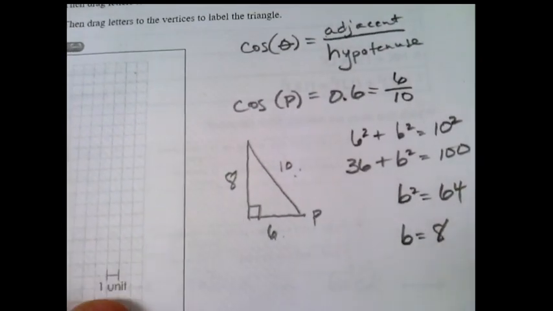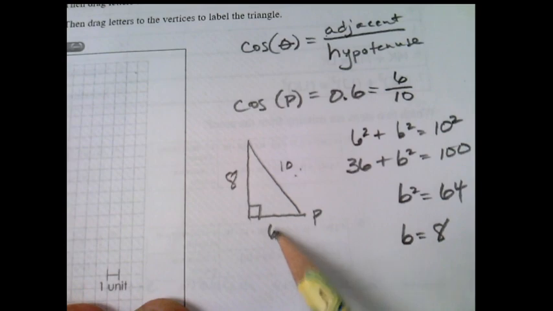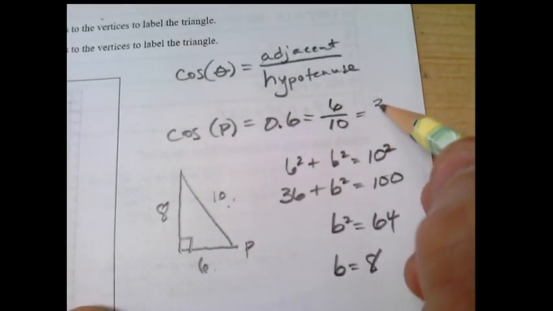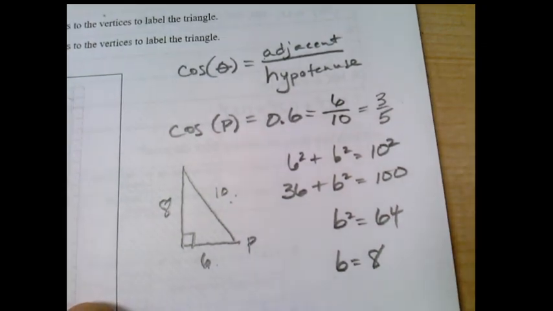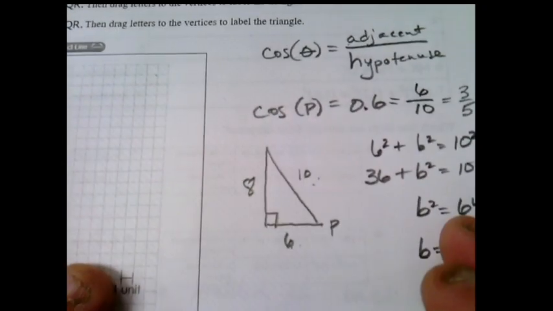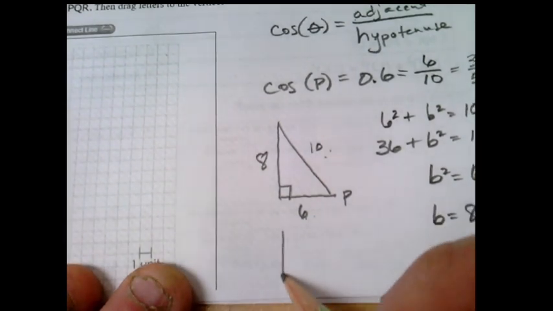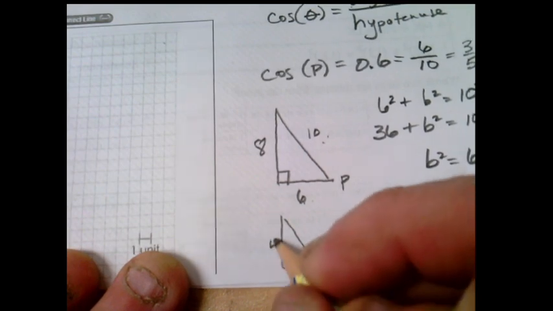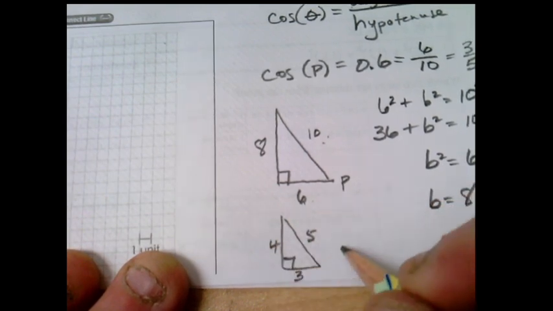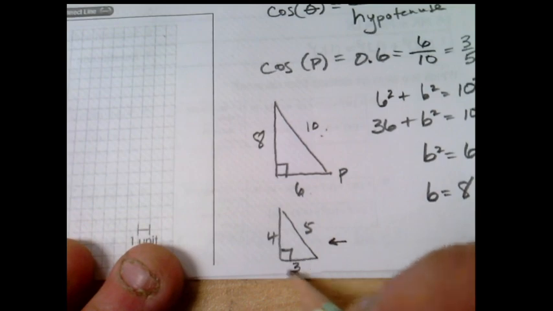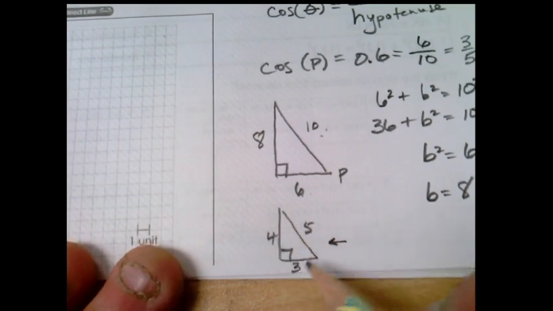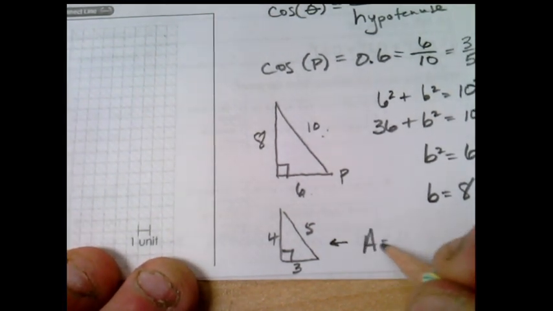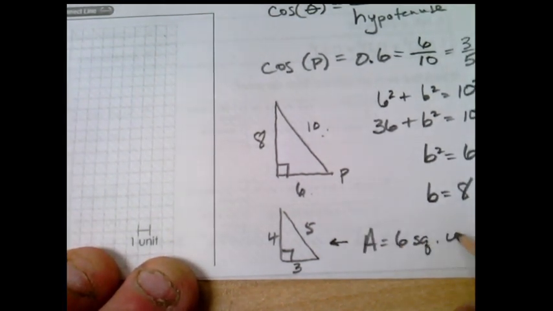Now, if you notice, this is actually a 3, 4, 5 right triangle. I almost started with this being 3/5 because 0.6 is 3/5. But look at what happens if I would have made it 3/5. This would be 3, 4, and 5. What's the area of this triangle? Well, your base right here is 3. The height is 4. 3 times 4 is 12. Half of 12 is 6. The area would be 6 square units.